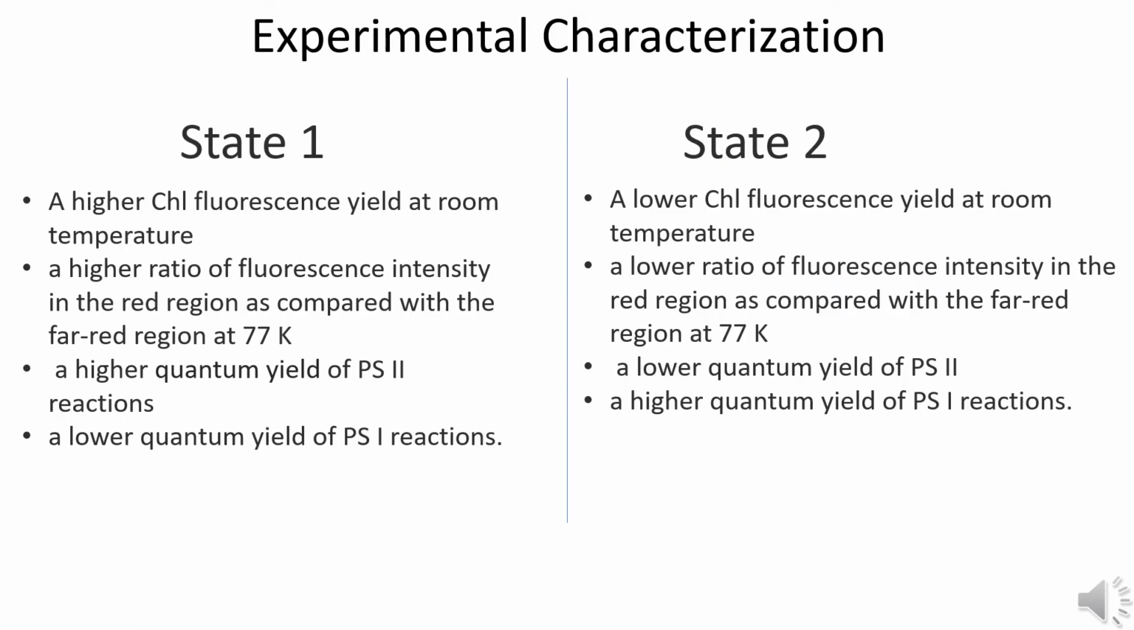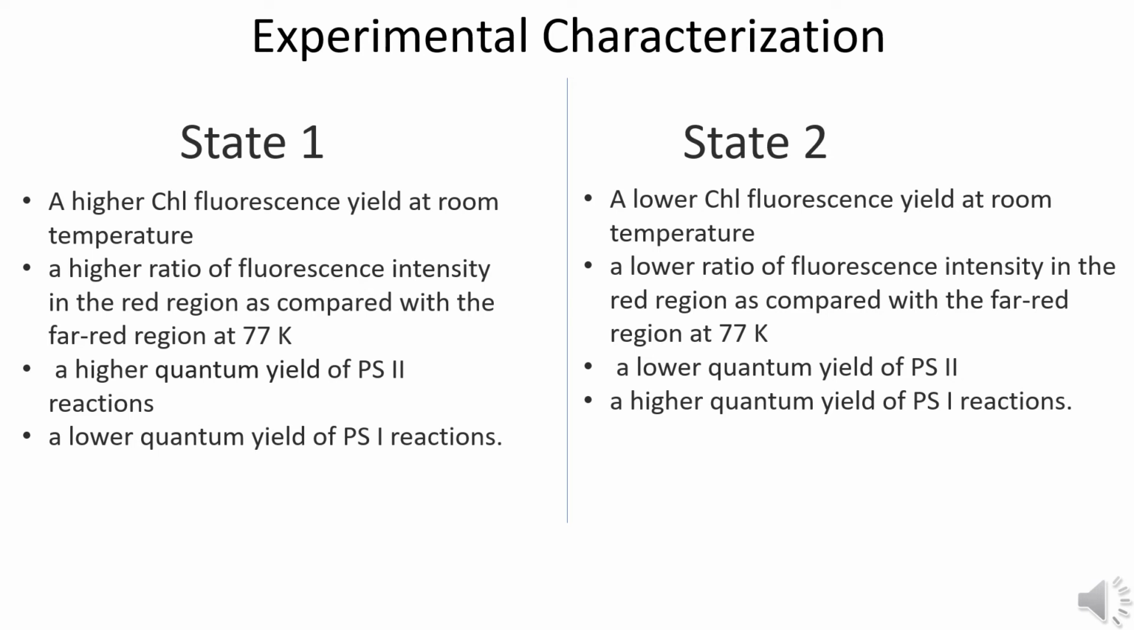Now let's look into the characteristic differences between state 1 and state 2. During state 1, there is a higher chlorophyll fluorescence yield at room temperature, whereas in state 2, there is a lower chlorophyll fluorescence yield at room temperature. During state 1, there is a higher ratio of fluorescence intensity, whereas in state 2, there is a lower ratio of fluorescence intensity in the red region as compared with the far red region at 77 Kelvin.